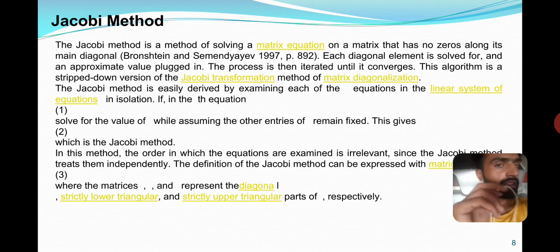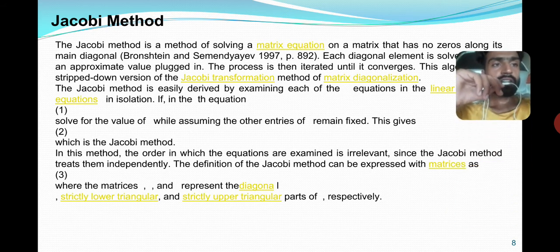Number 2, which is the Jacobi method. In this method, the order in which the equations are examined is irrelevant, since the Jacobi method treats them independently. The definition of the Jacobi method can be expressed with matrices, where the matrices represent the diagonal, strictly lower triangular, and strictly upper triangular parts respectively.